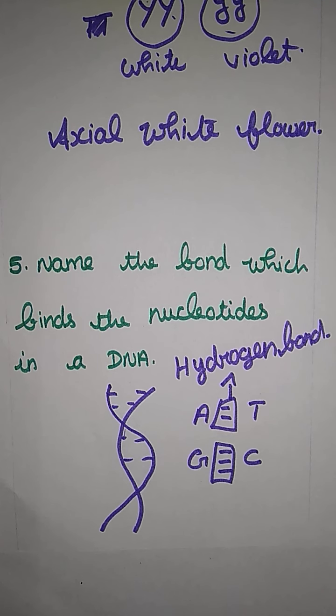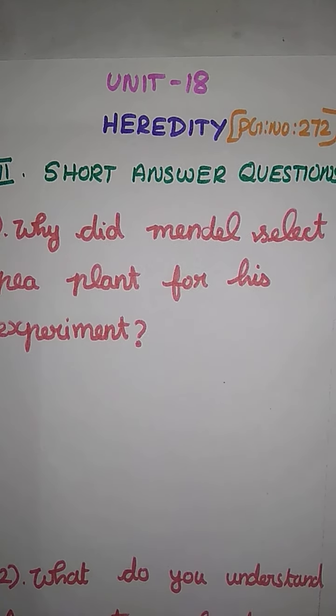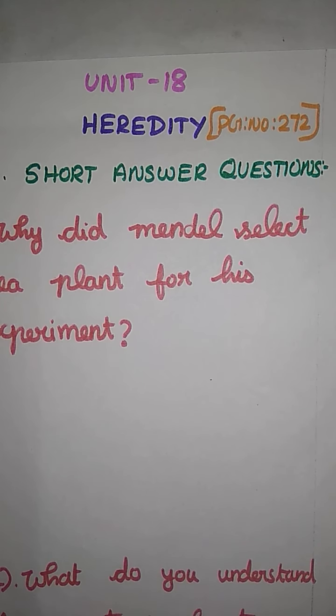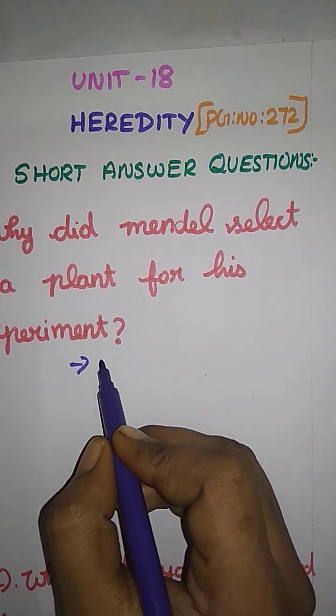The sixth part is short answer questions. Here, in lesson number 18, Heredity, page number 272, a short answer question is given. First question: why did Mendel select the pea plant for his experiment? We already studied the reasons. What is the first reason? They are naturally self-pollinating.